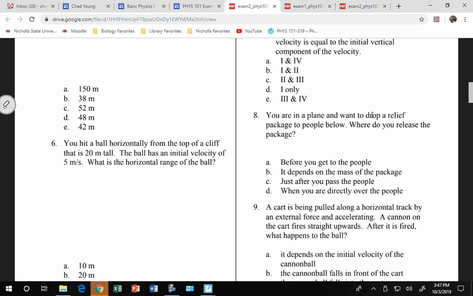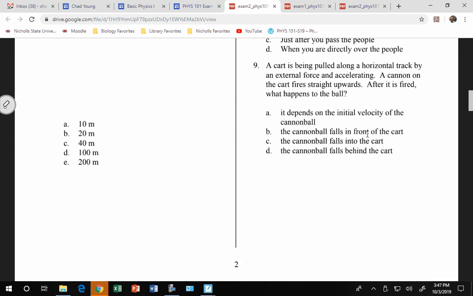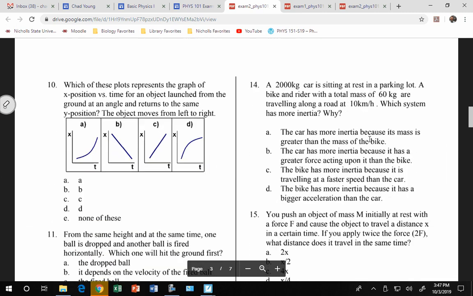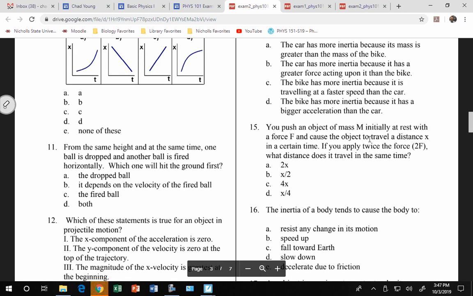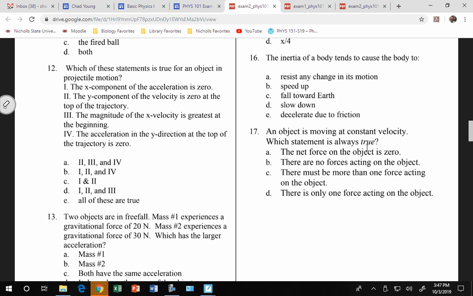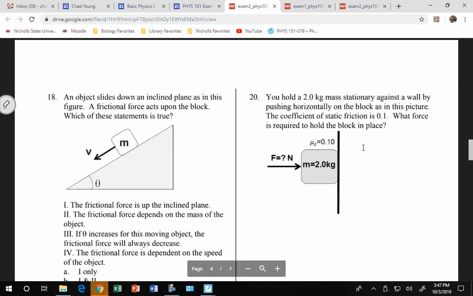Okay. I'm just going to scan through here. If y'all have any burning questions, let me know. Questions? Any questions from other tests?